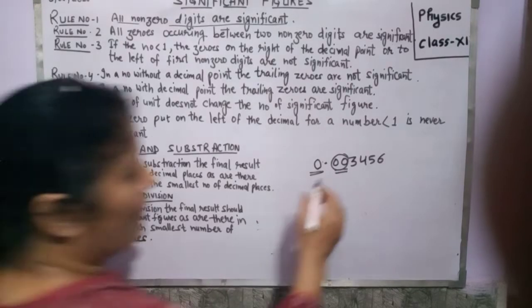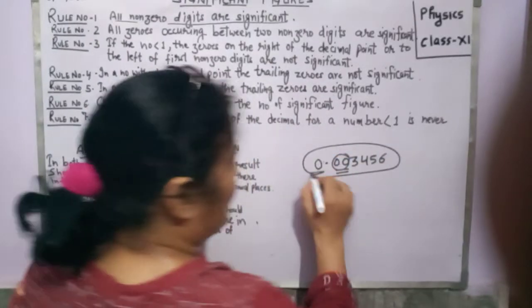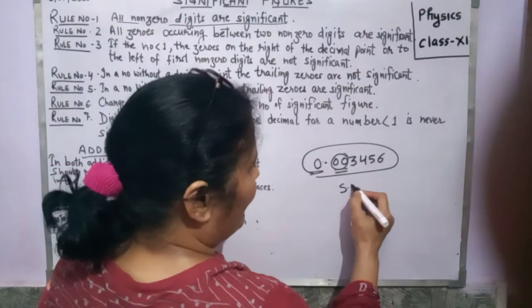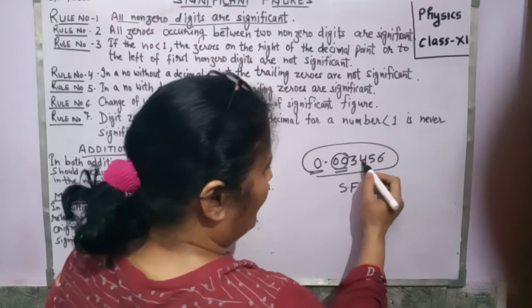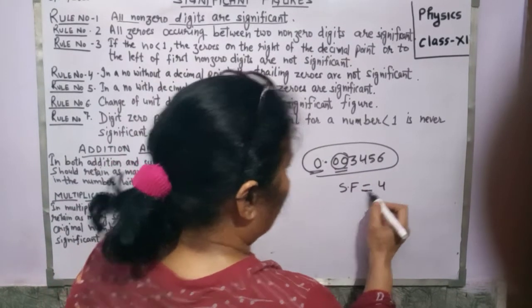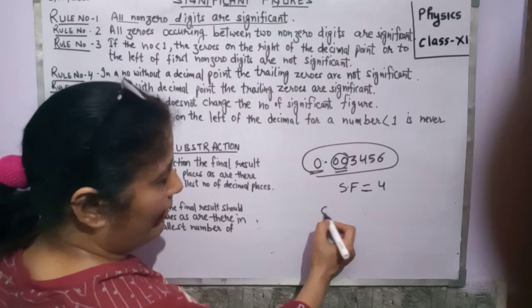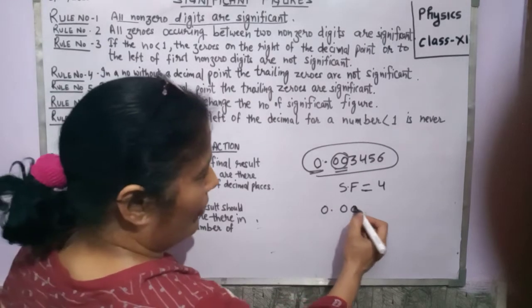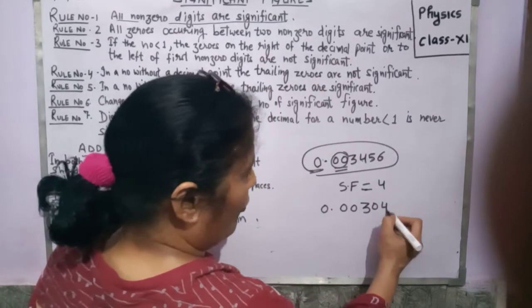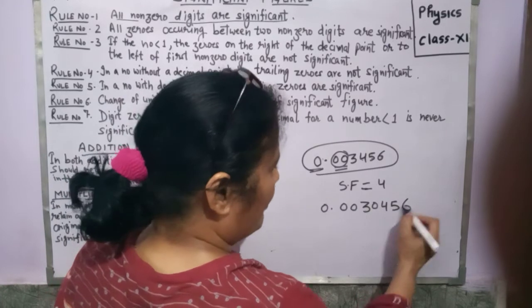Then how many significant figures are there? The number of significant figures is 1, 2, 3, 4. That is 4. If the number is such that you can write here 0.00304556, suppose this is a number.